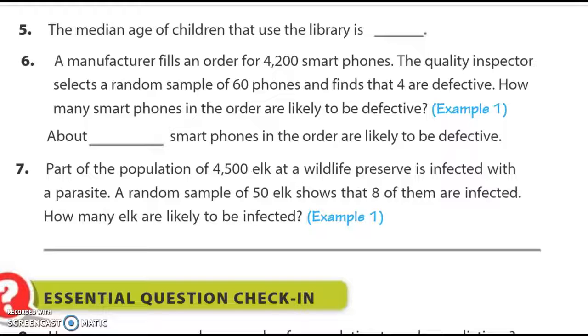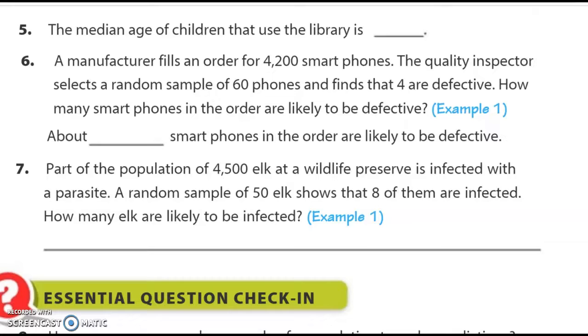Hi guys, today we're going to be looking at a TEKS by the name of 7.12b, where we would be using a random sample to make an inference about a population. For the purposes of this video, we're looking at questions number 6 and number 7 there on the screen. If we know the ratio of a random sample, how can we predict what that might be in the larger population?